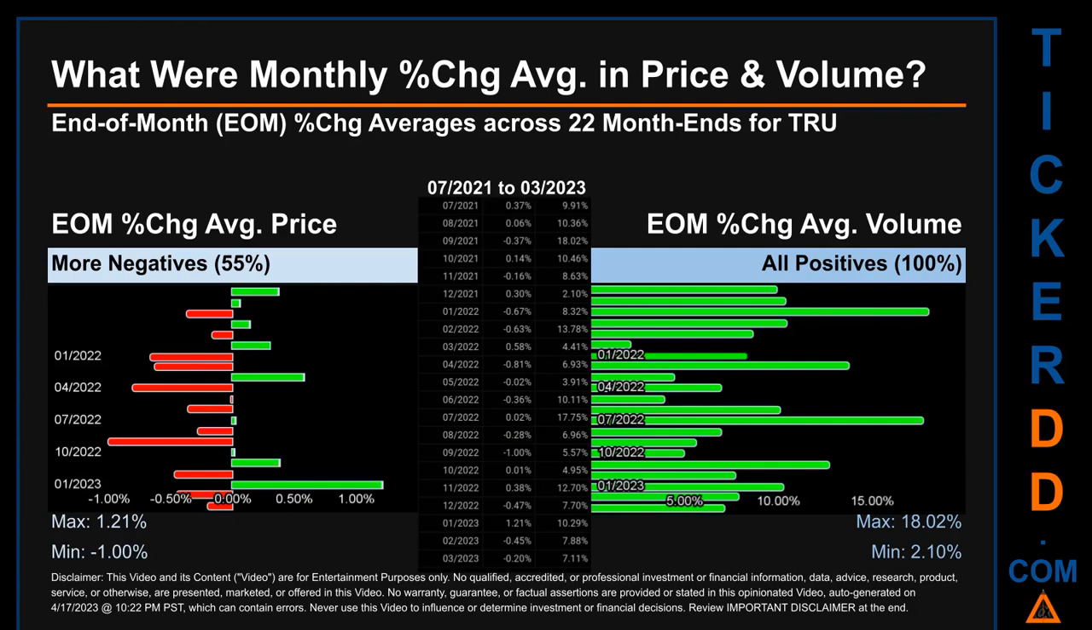From 07/2021 to 03/2023, out of 22 month ends, 12 had a negative percentage change in average price. Meaning 55% of month ends saw a negative percentage change in average price. In terms of volume, 22 out of 22 month ends had a positive percentage change. That is 100% of month ends saw a positive percentage change in average volume. Price saw an end-of-month max of 1.21% in average percentage change along with a minimum of minus 1.00%. For volume, the maximum and the minimum monthly percentage change were respectively 18.02% and 2.10%.